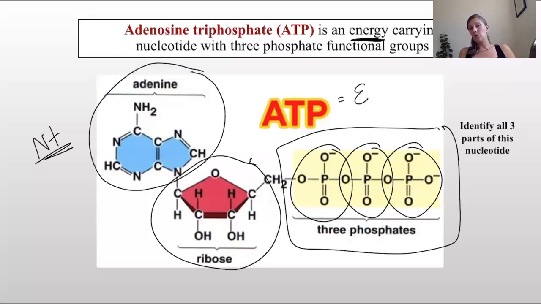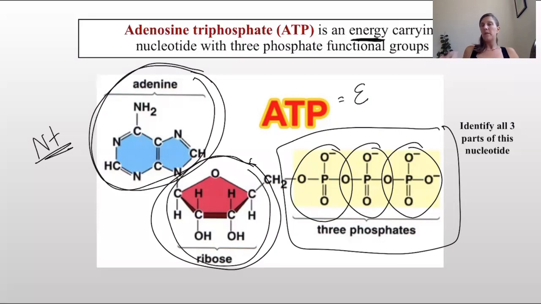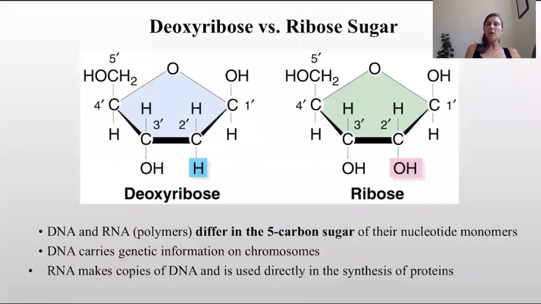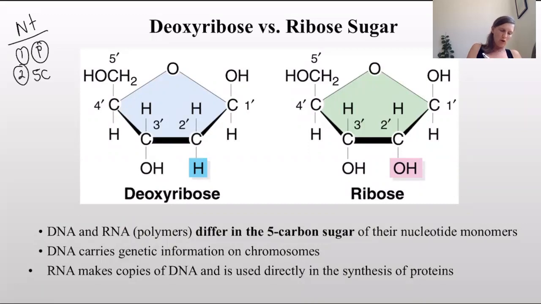So again, on a test or a quiz or an assessment, I'm going to show you a molecule that you have never seen before, and you have to identify, is it a carbohydrate, a lipid, a nucleic acid, or a protein? So I'm trying to give you clues on how to recognize those. Nucleotides always have a nitrogen-containing base, a 5-carbon sugar, and a phosphate group. Again, the 3 parts: 1, a phosphate group, 2, a 5-carbon sugar, and 3, a nitrogenous base.